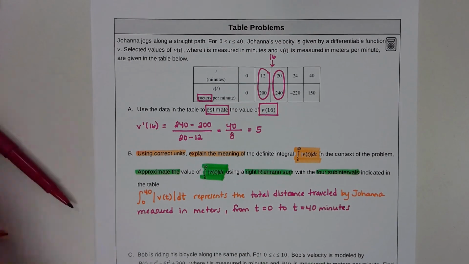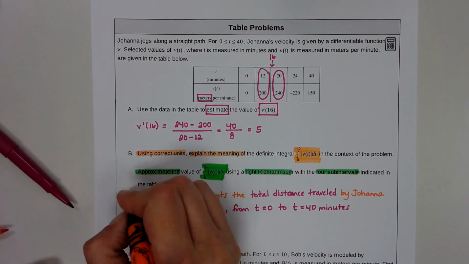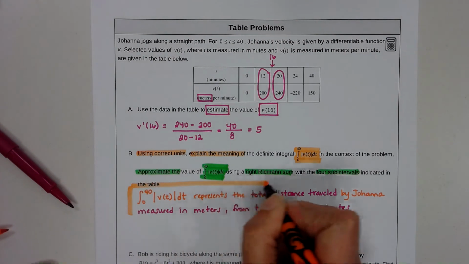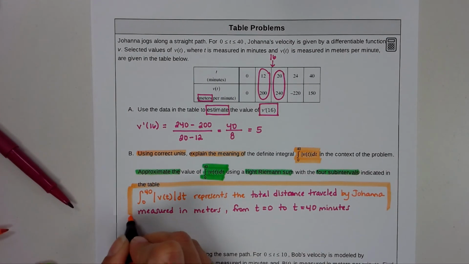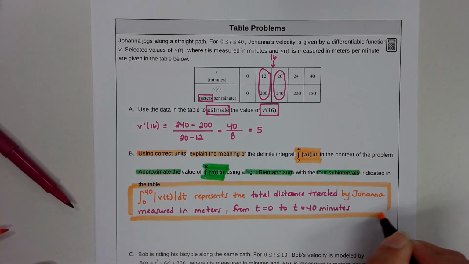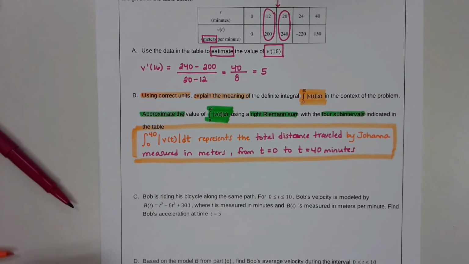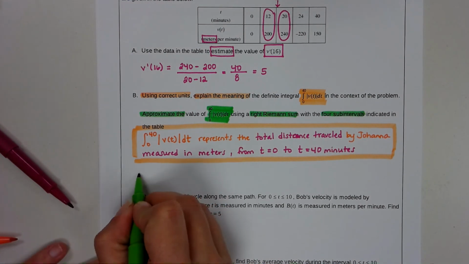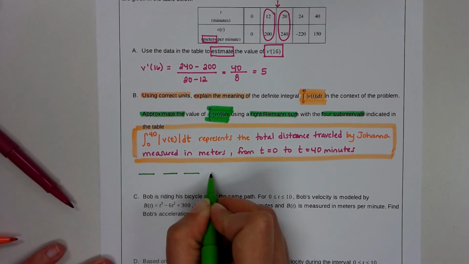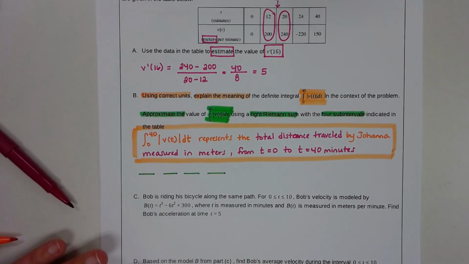That is part 1 of our answer, and it is very important that you separate and highlight that you answered both parts of this question in your mind and on your paper. So there's part 1. I explained what it means. Part 2 now is to actually do these computations using a right Riemann sum with 4 subintervals. So I'm going to set this up by making 1, 2, 3, 4 spaces. It's how I organize my work.